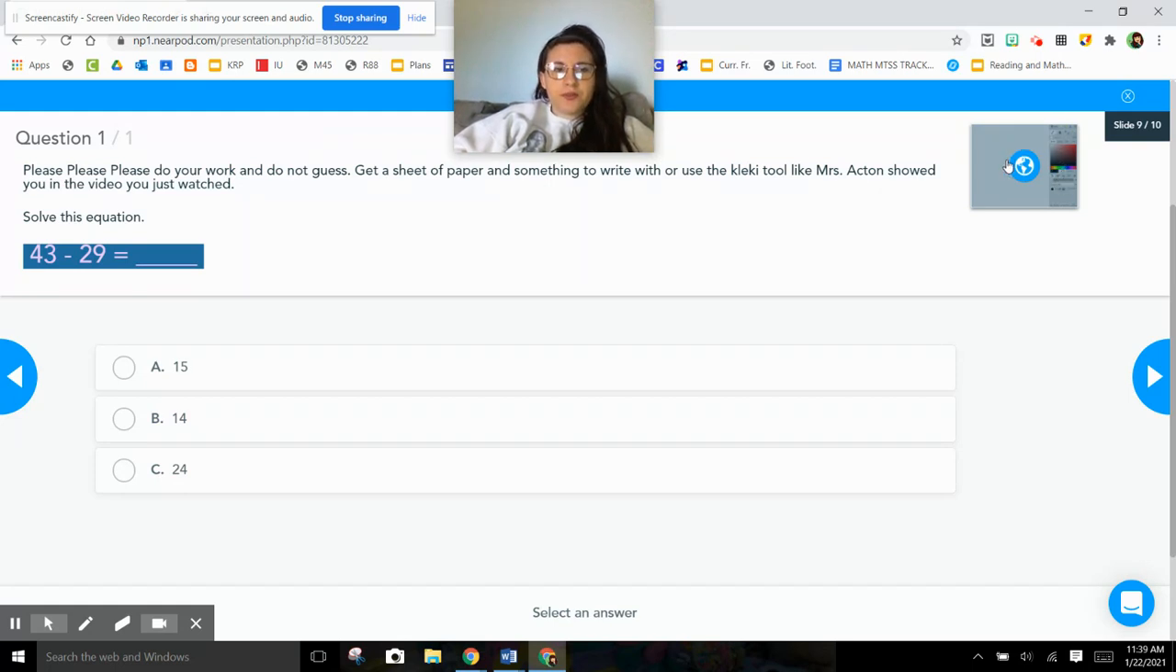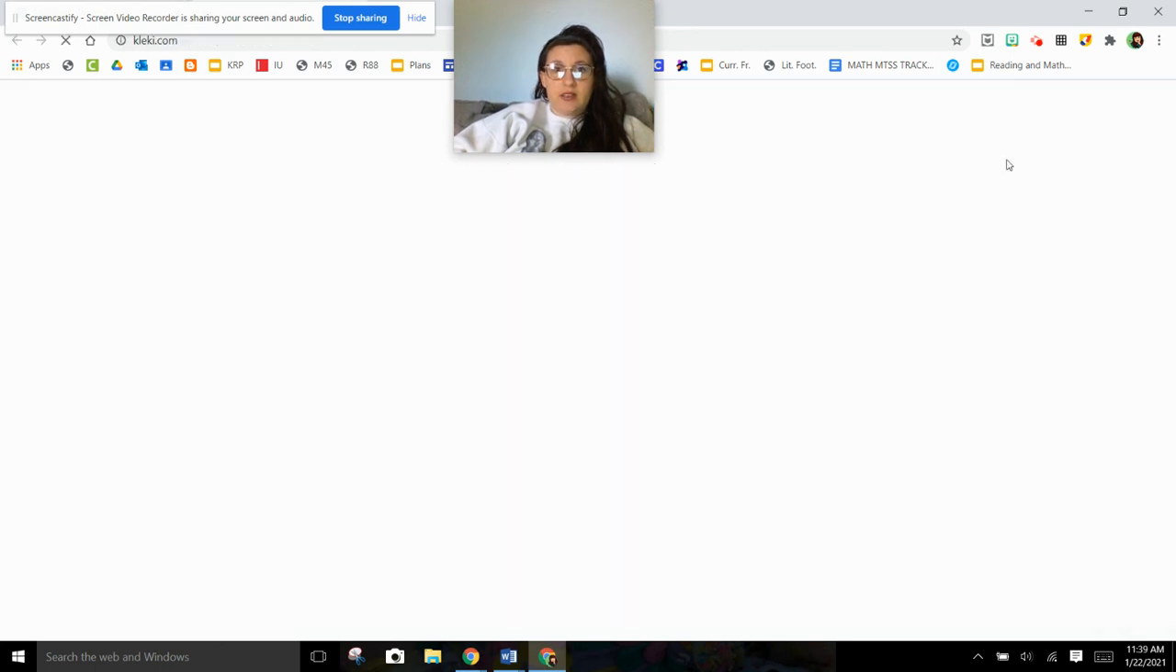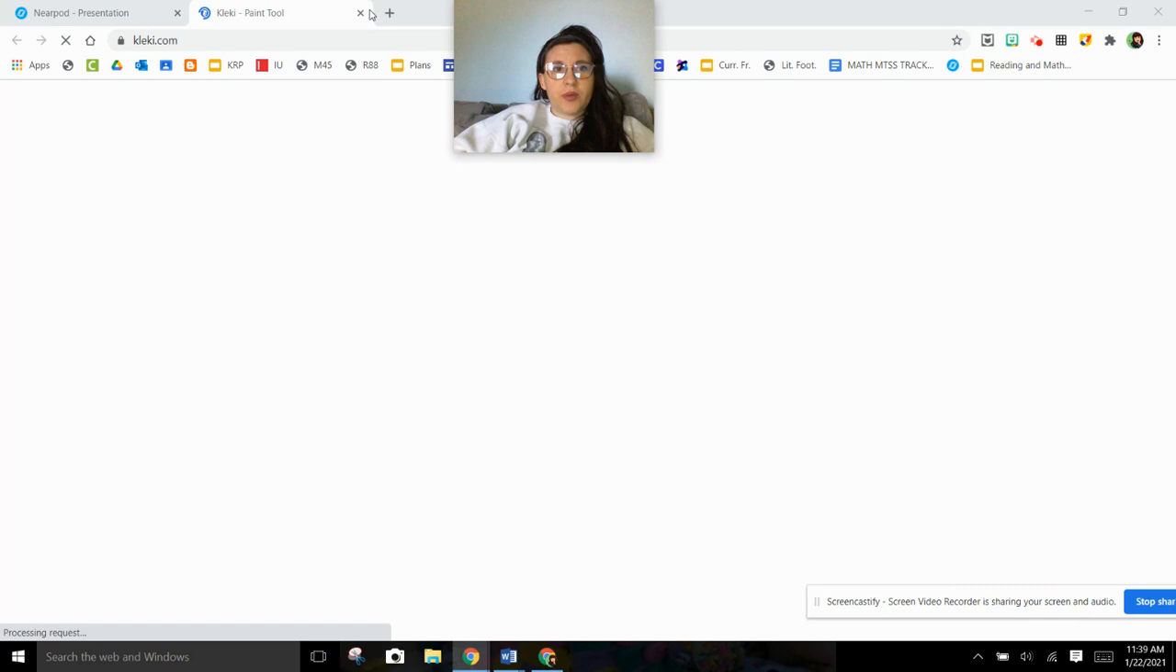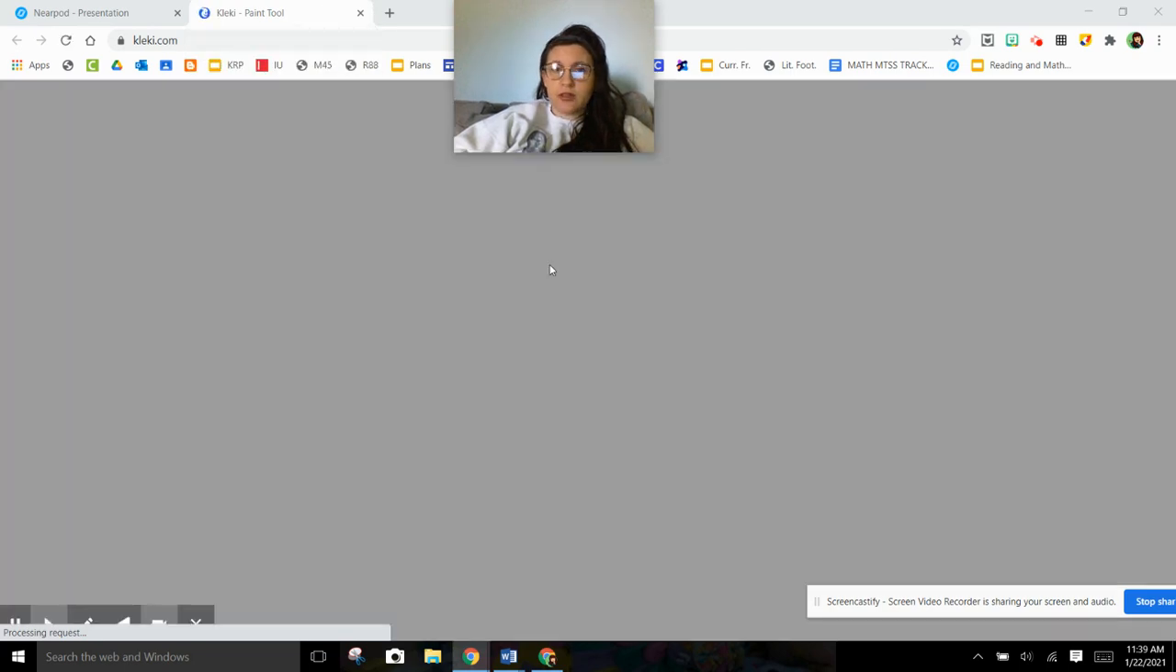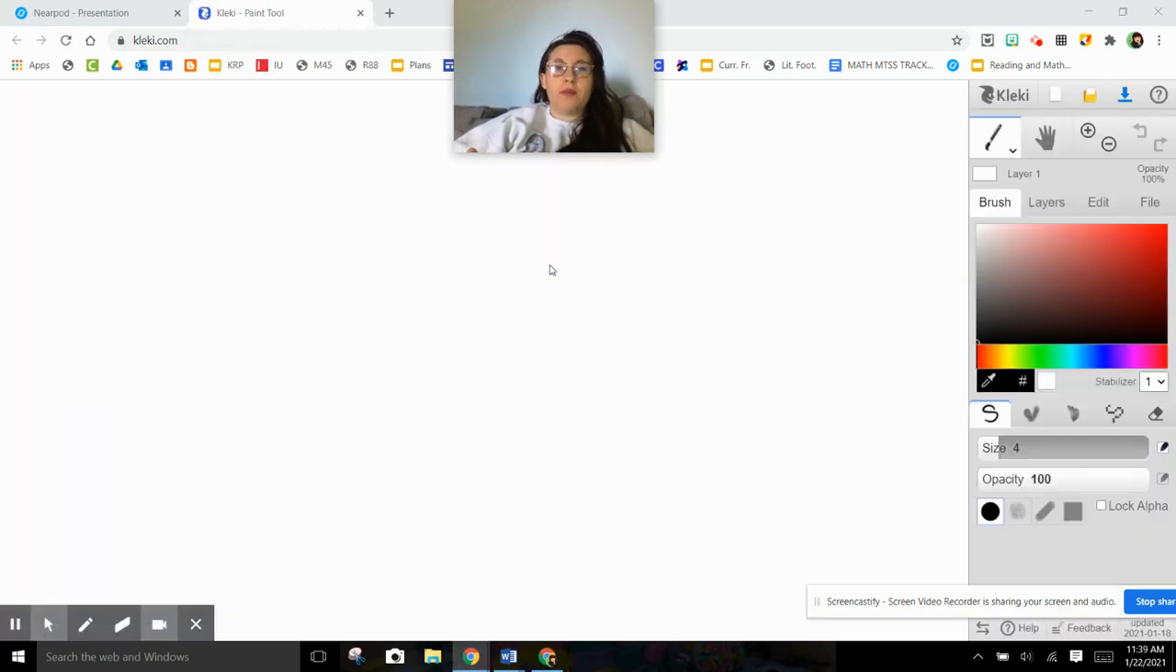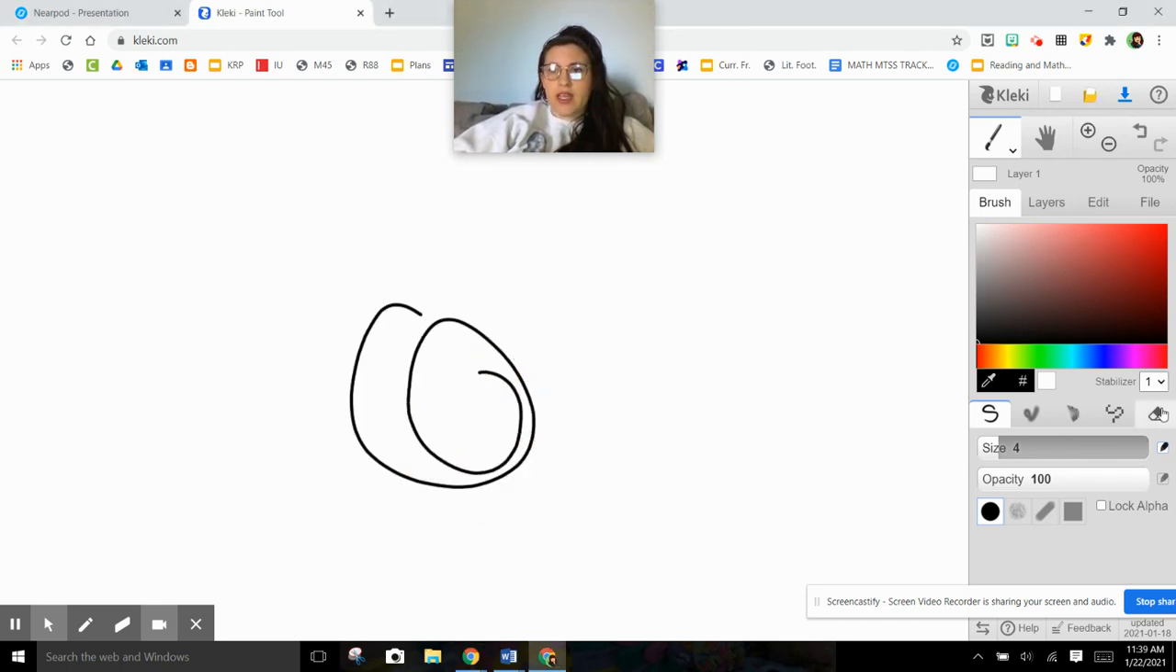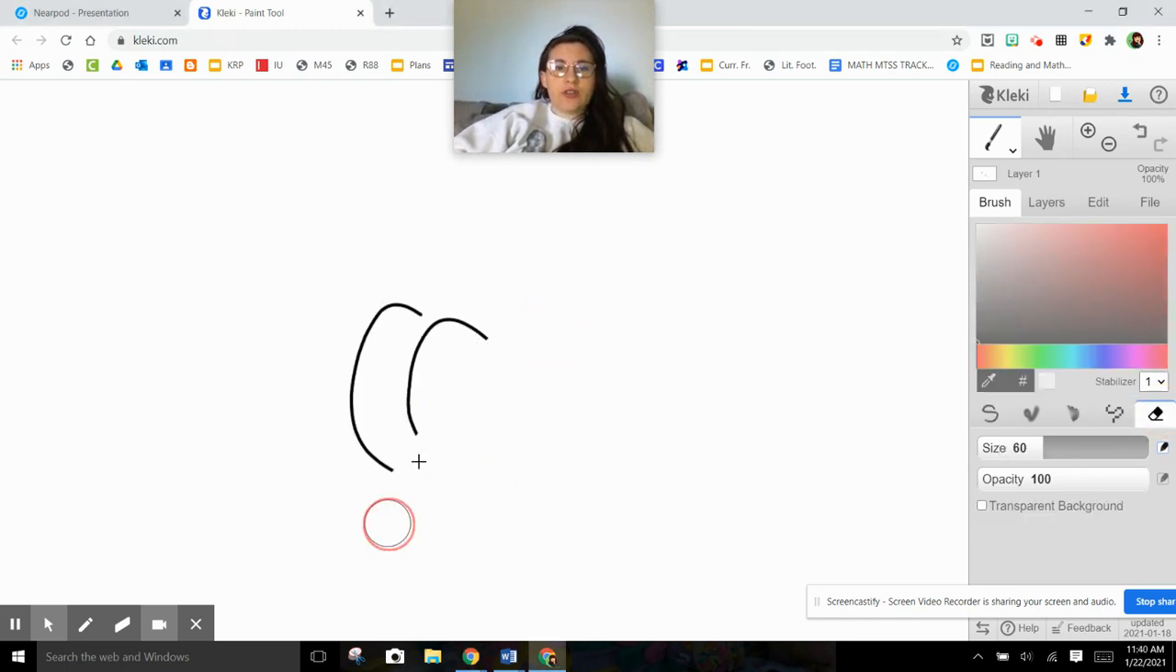So what you're going to do is click on it and it's going to open up another tab for you. And let me move that so you can see. So it's opened up a tab for me for the Kleki tool. It basically is a giant virtual whiteboard that you can draw on, that you can erase. And this is where you're going to do your work to solve your equation to get this answer right.